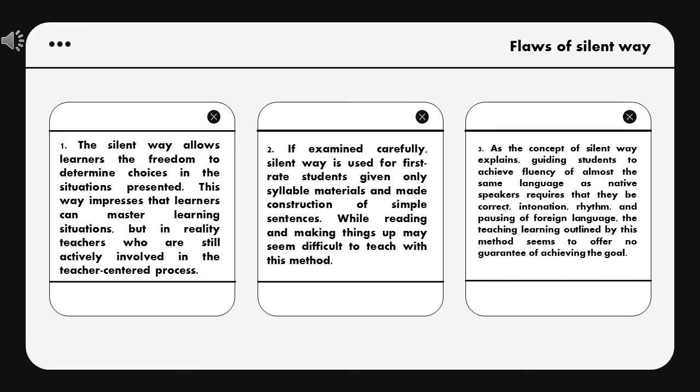The flaws of the Silent Way. First, the Silent Way allows learners the freedom to determine choices in the situation presented. This way impresses that learners can master the learning situation, but in reality, teachers are still actively involved in this teacher-centered process.